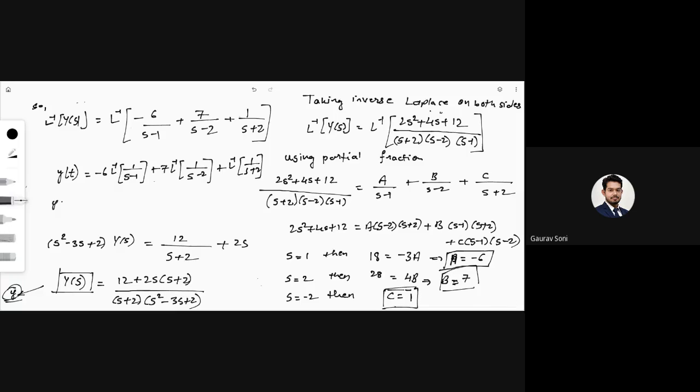So y of t is equal to minus 6 e to the power t plus 7 e to the power 2t plus e to the power minus 2t. This is our final solution.